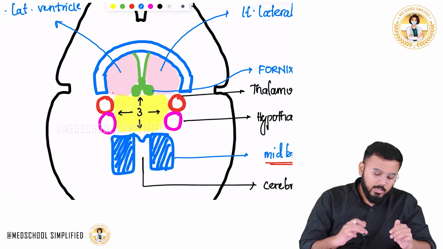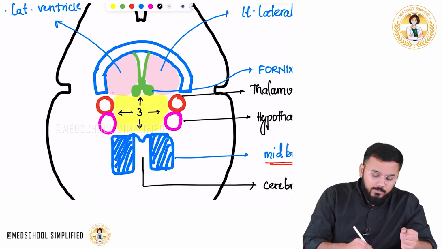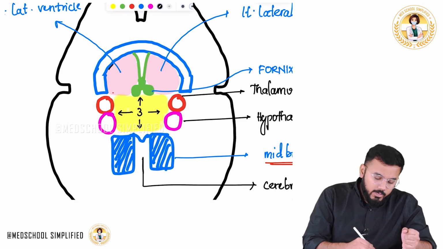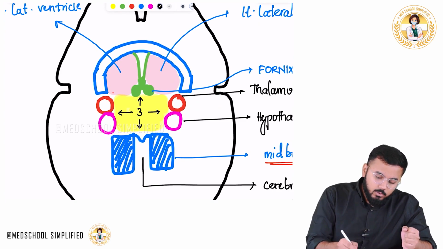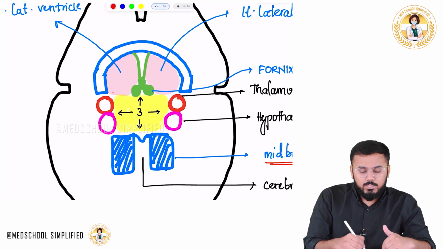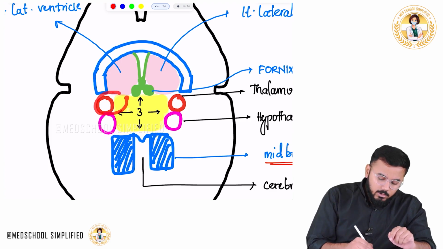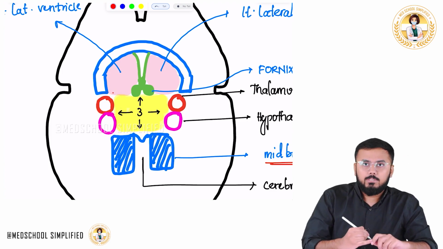Just observe here carefully. One very important thing you need to observe is that if I ask what the roof is consisting of, all of you look here. The roof here is consisting of what? The roof is consisting of the corpus callosum. If I ask what the floor is consisting of, it is consisting of the thalamus.